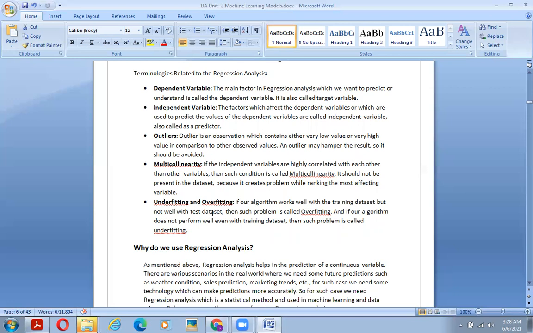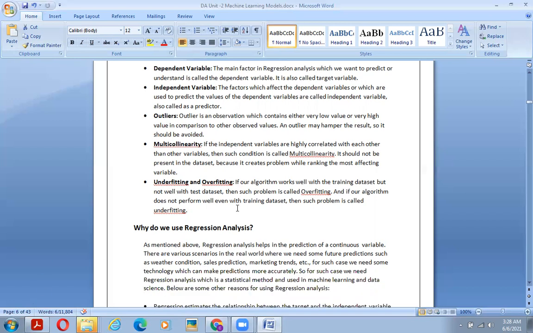Next is multicollinearity. When the independent variables are highly correlated with each other, such a condition is called multicollinearity. It should not be present in the data set because it creates problems while ranking the most affecting variable.